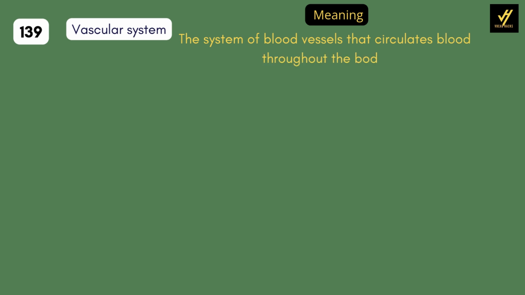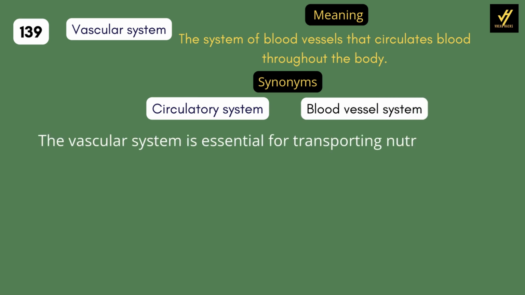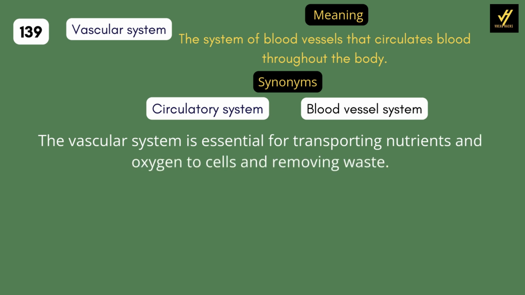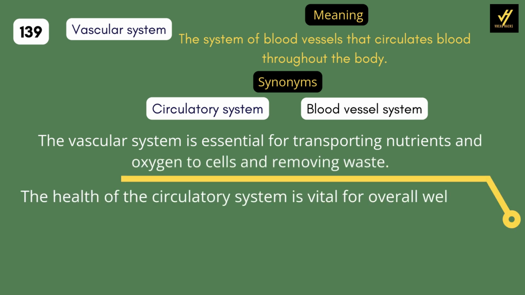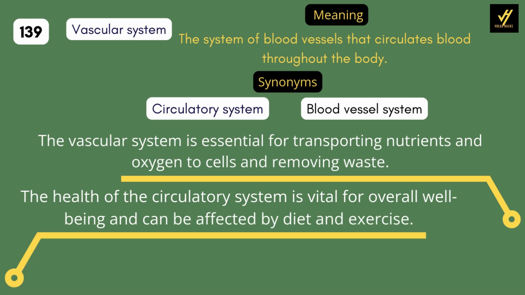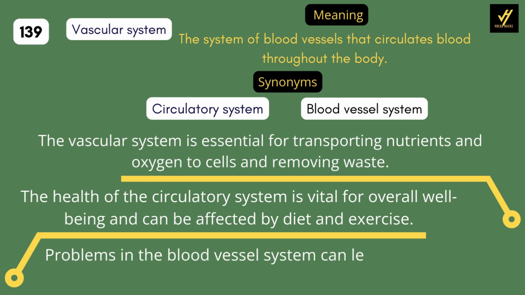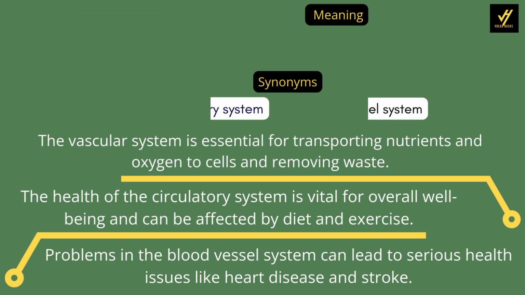Vascular system, the system of blood vessels that circulates blood throughout the body. Circulatory system, blood vessel system. The vascular system is essential for transporting nutrients and oxygen to cells and removing waste. The health of the circulatory system is vital for overall well-being and can be affected by diet and exercise. Problems in the blood vessel system can lead to serious health issues like heart disease and stroke.